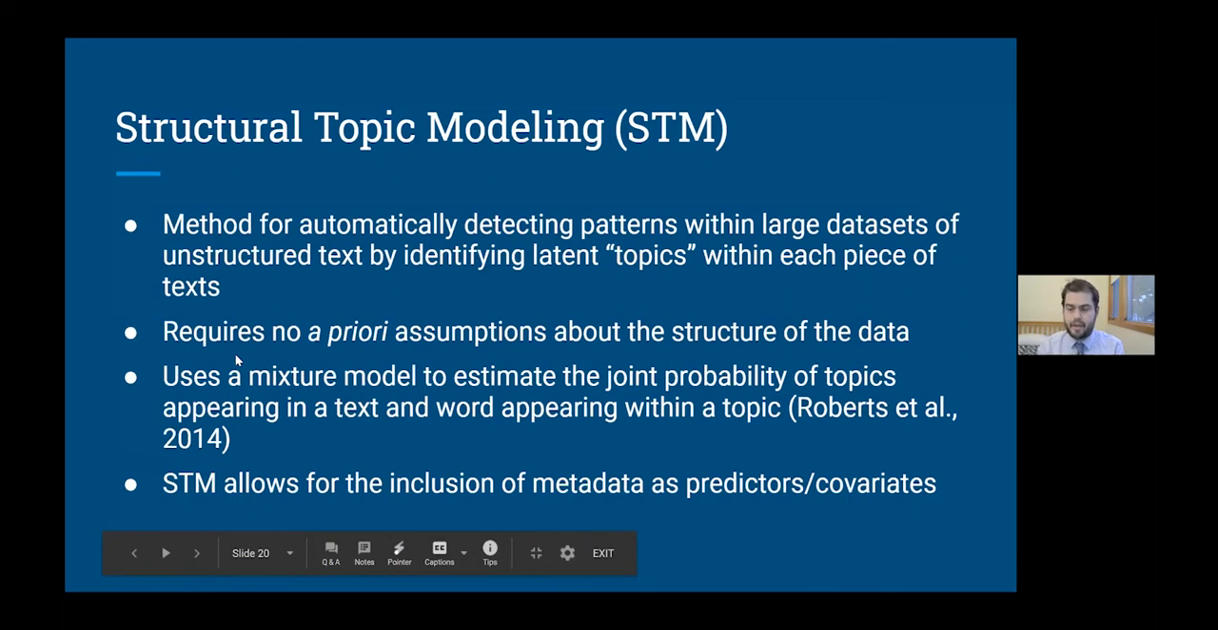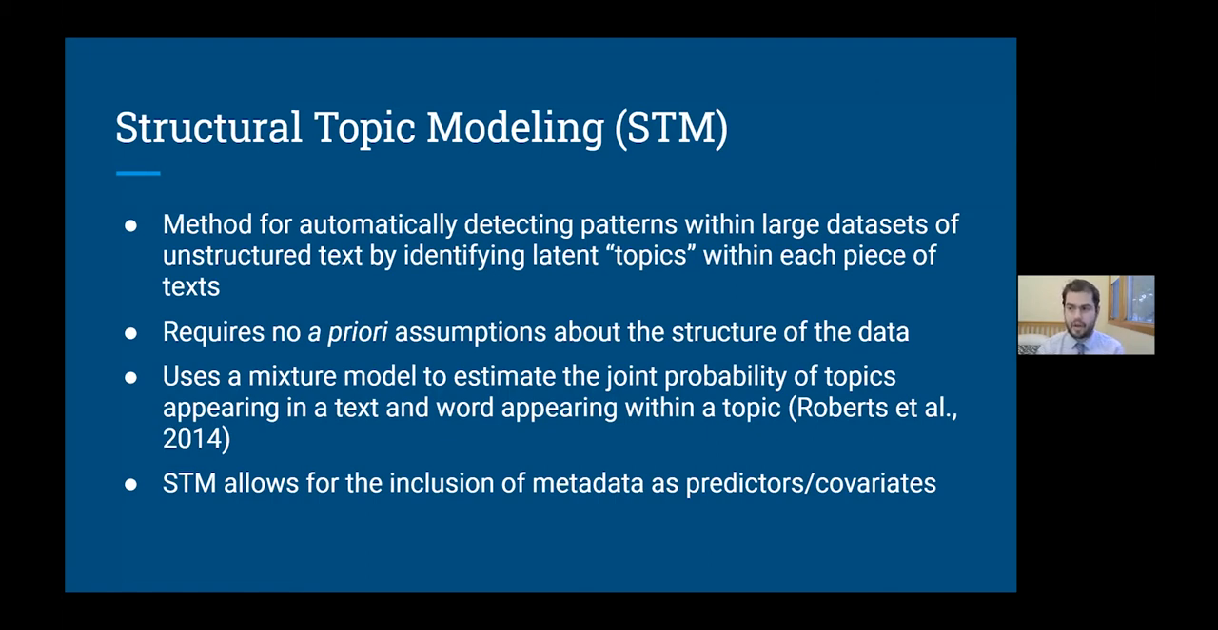And the particular method I used was something called structural topic modeling. A topic model is a model that detects underlying patterns within large data sets by identifying latent topics within a text data set. What's nice about topic modeling is it does not require any a priori assumptions about the structure of the data. So you don't have to have labeled data in order to use topic modeling. It draws the topics from the data itself. So this was particularly good because we didn't have any labeled data, and it was particularly good for this type of data set.